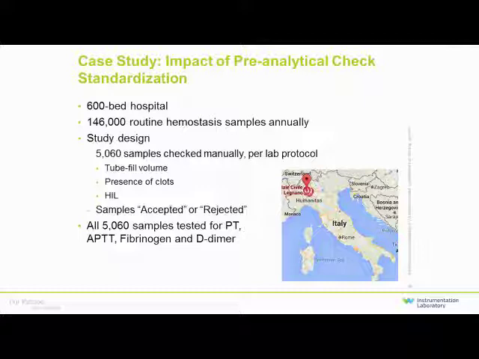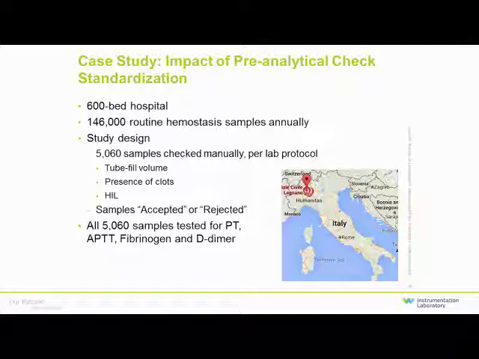They do 146,000 routine hemostasis samples annually. And the design was really to test the number of samples over a 2-week period using their gold standard method, which was their lab protocol visual inspection, versus the HIL checking, the tube fill height check, and the clog detection on the top 50. And so samples were categorized as either accepted or rejected.